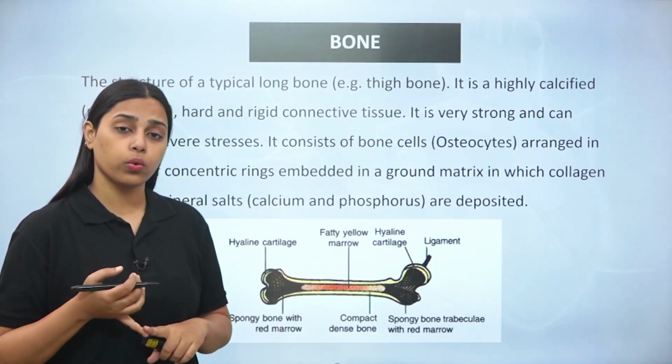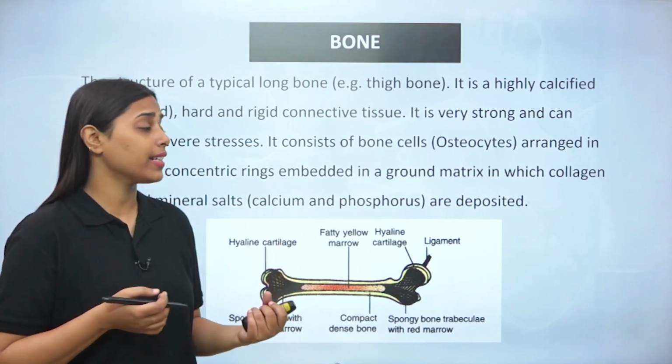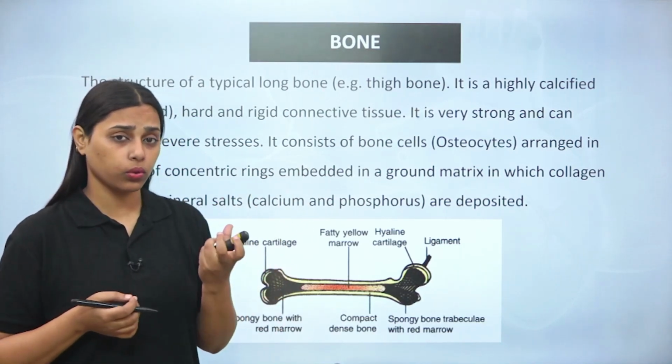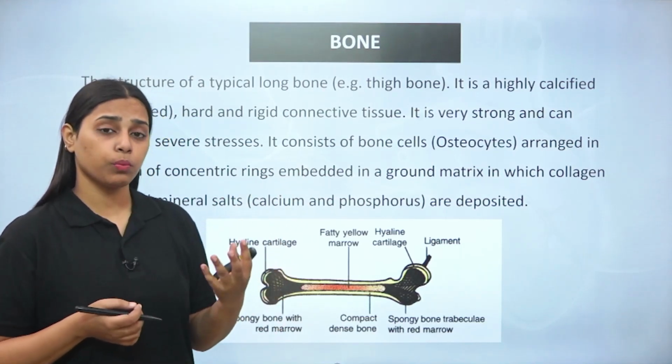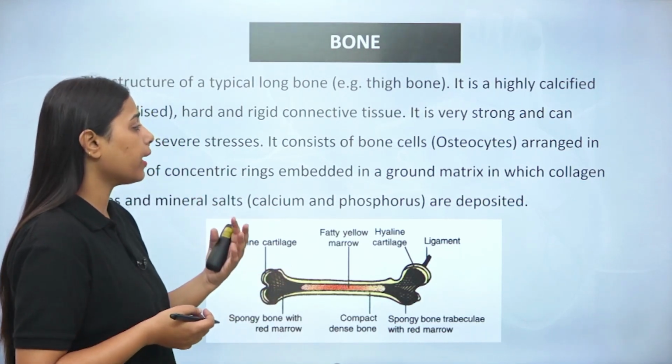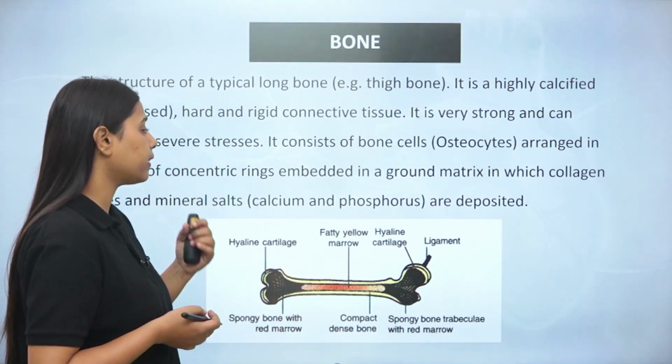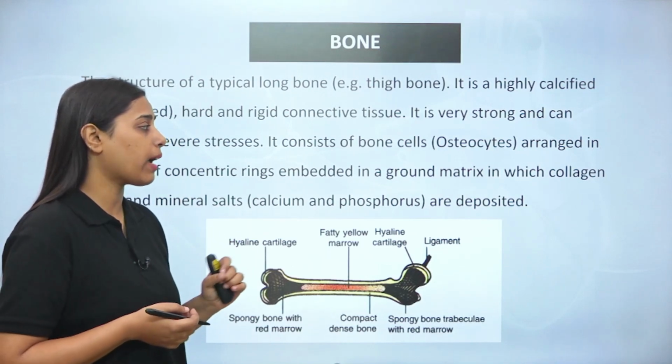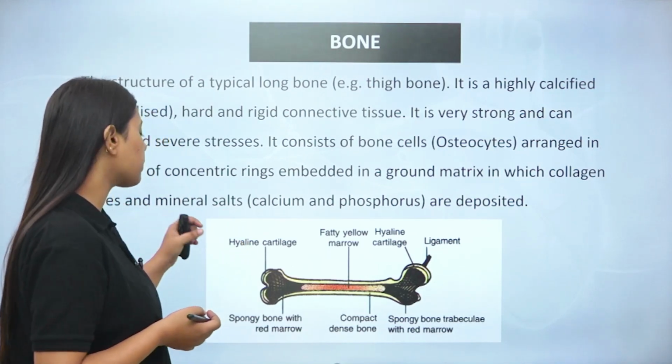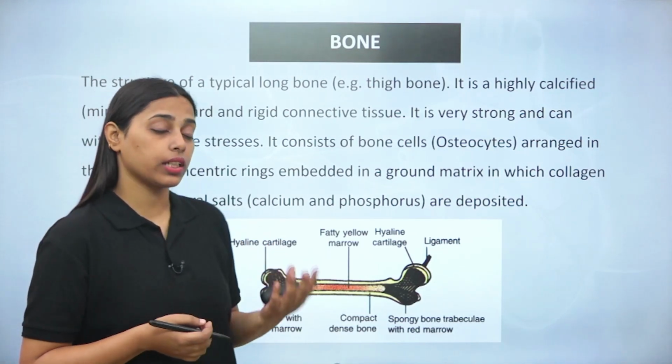It consists of bone cells which are known as osteocytes. Osteo is the term for bone only, cytes means cell. So bone forming cells. These are arranged in the form of concentric rings embedded in a ground matrix in which collagen fibers, mineral salts, calcium, phosphorus are deposited.